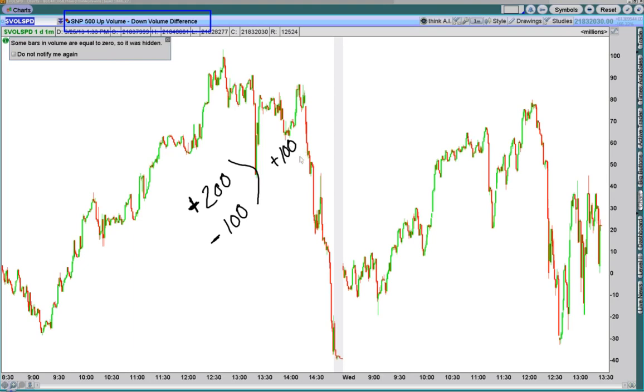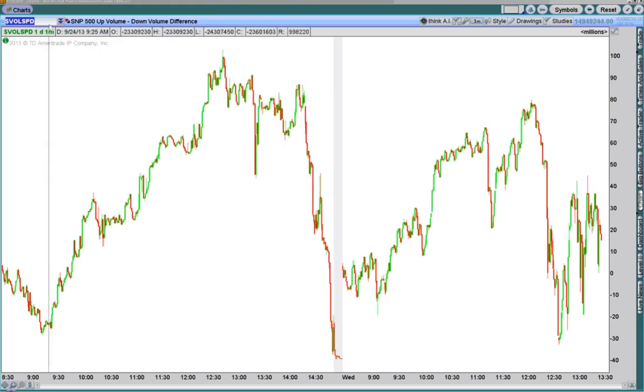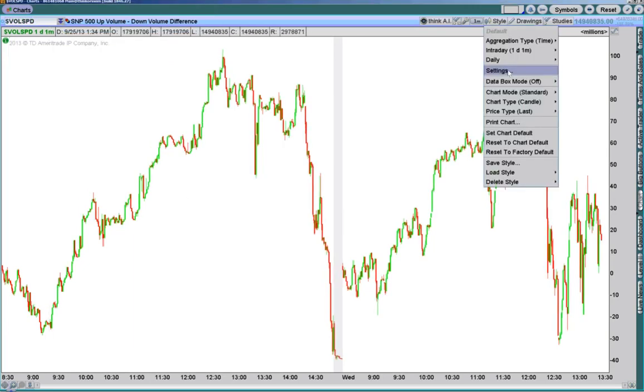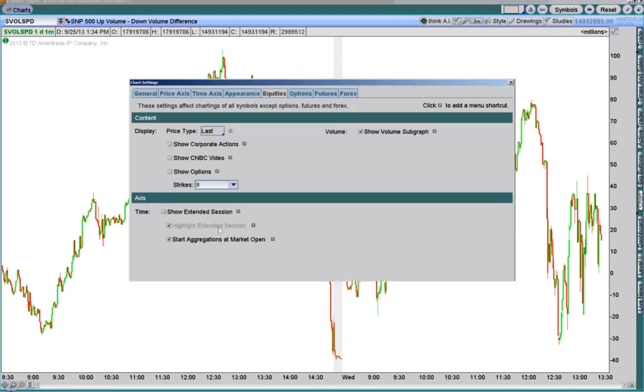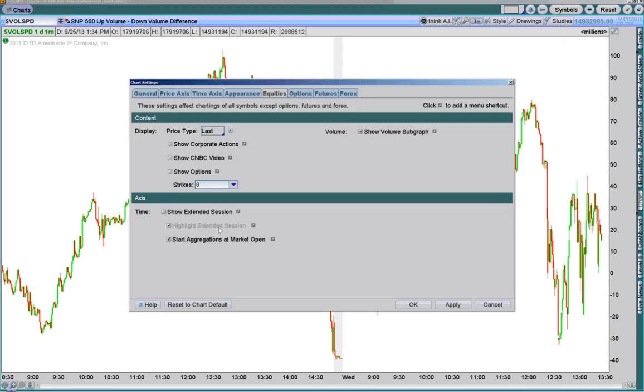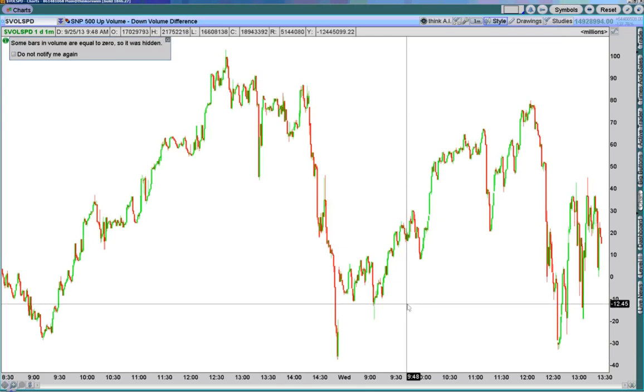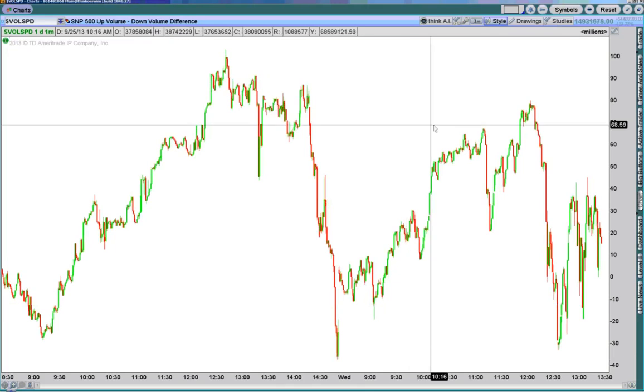It's a great thing to follow into the close. That way you know where the bulk of the buying or the bulk of the selling is coming into play. And I especially like using it into the end of the day. So we throw in the symbol. I'm going to come into settings, and under equities, I want to make sure that we're not using the extended session. It's not a big deal necessarily, because there's not going to be any real readings from the vol spread in that after-hour session, but it just makes your chart a little bit cleaner.